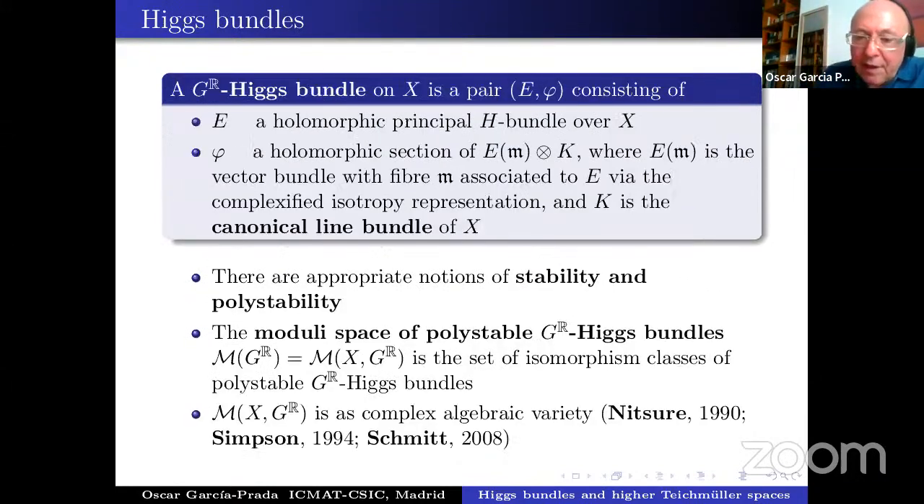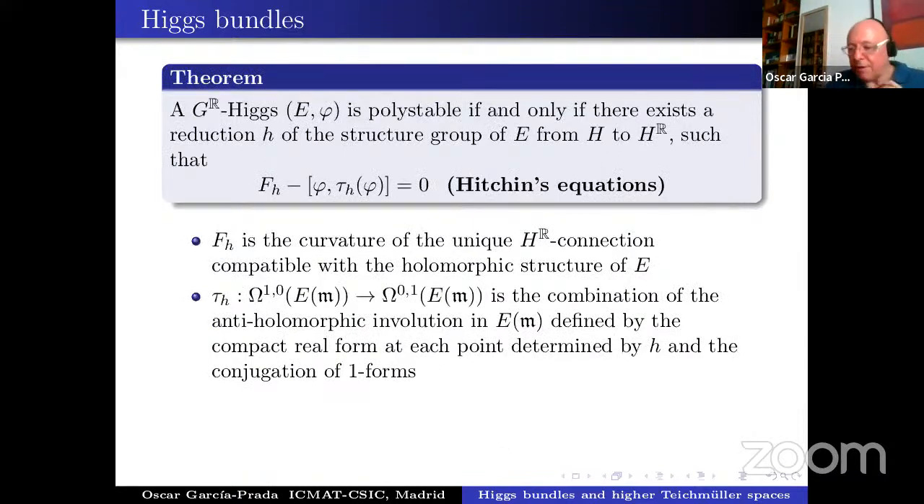Now, stability indeed appears naturally as a GIT condition in how to construct these spaces. But if you didn't know geometric invariant theory, you would actually find the stability condition arising from another point of view, which is the fact that one is looking for a solution to the Hitchin equations. Now, in this context, remember, this is an H bundle, right? So H was the complexification of a maximal compact. What one is looking for is a reduction of the structure group from H to H_R. In the first example, that would be a Hermitian metric on the vector bundle, right? Or in the second example, that would also be a Hermitian metric on the vector bundle.